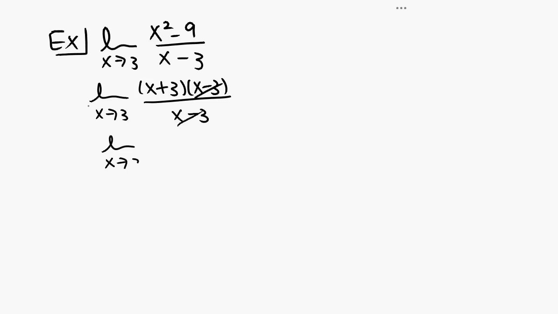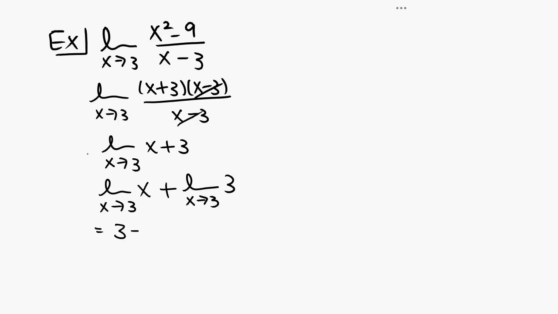So I have the limit as x approaches 3 of just x plus 3, which is the same as the limit as x approaches 3 of x plus the limit as x approaches 3 of 3. So we know that that's going to be 3 plus, and the limit of a constant is just a constant, 3. So the limit of this function, x squared minus 9 over x minus 3, is just 6.